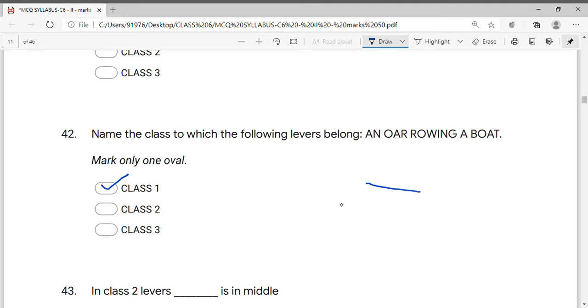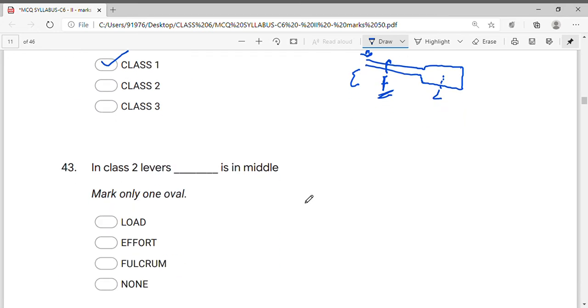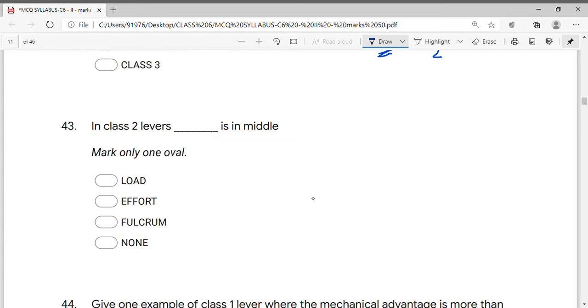So with a boat, you have something like this. You hold the handle, you put the effort over here. It is locked to something over here, and then the machine does the work. So this part becomes the fulcrum, this is your effort, and this is the load. So the fulcrum is in between, hence it's a class 1 lever. In class 1 lever, the fulcrum is in between, and in class 2 lever, the load is in between.